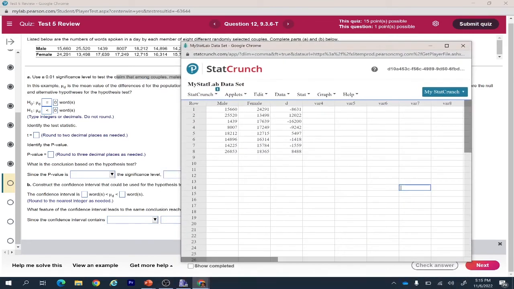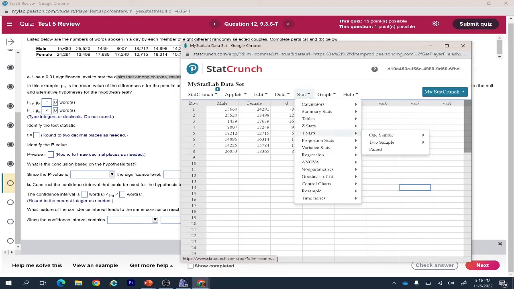What is the t statistic? Identify the test statistic. You need to find that for this column. So go here, Stat, T Stats, One Sample, with data.